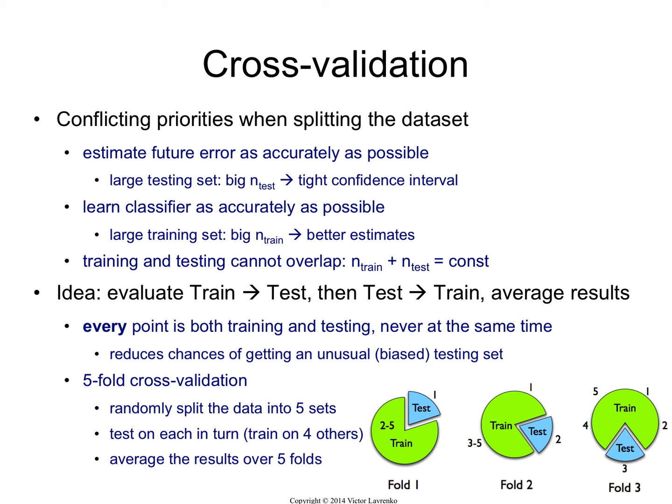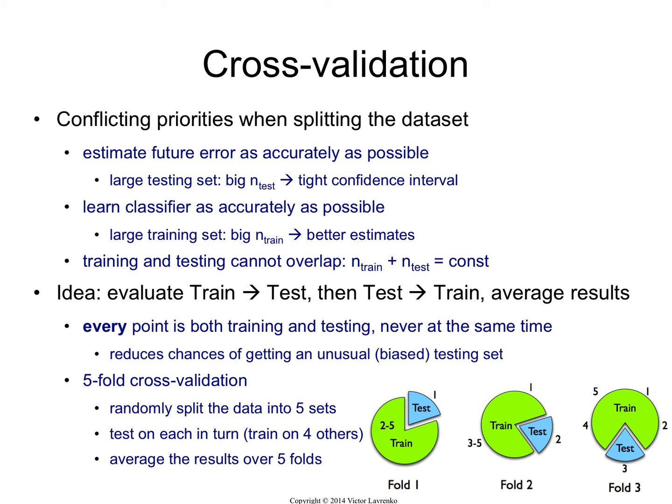test it on this portion, and then move along to the next fold, right? Train it on 4 of the subsets and test it on subset 2. You repeat it 5 times. By the end of it, you have used every data point as a testing instance, and you can put them all together and compute an accuracy or an error rate based on all of those instances.